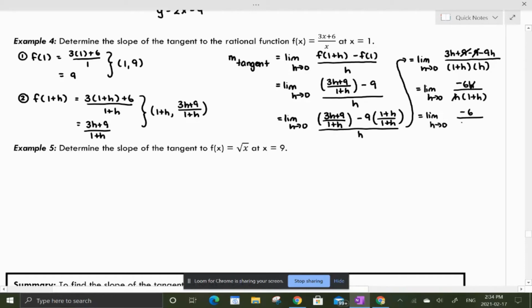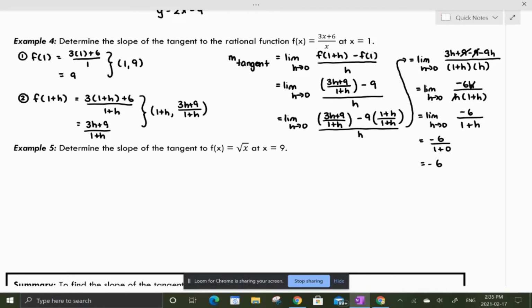At this point, I can do a direct substitution. So that's going to be negative 6 over 1 plus 0, which is just going to give me negative 6. So the slope of the tangent to the rational function f of x equals 3x plus 6 over x at x equals 1 is negative 6. In this particular case, we had to simplify our numerator a little bit first before continuing our journey on canceling things out. Let's take a look at example 5.